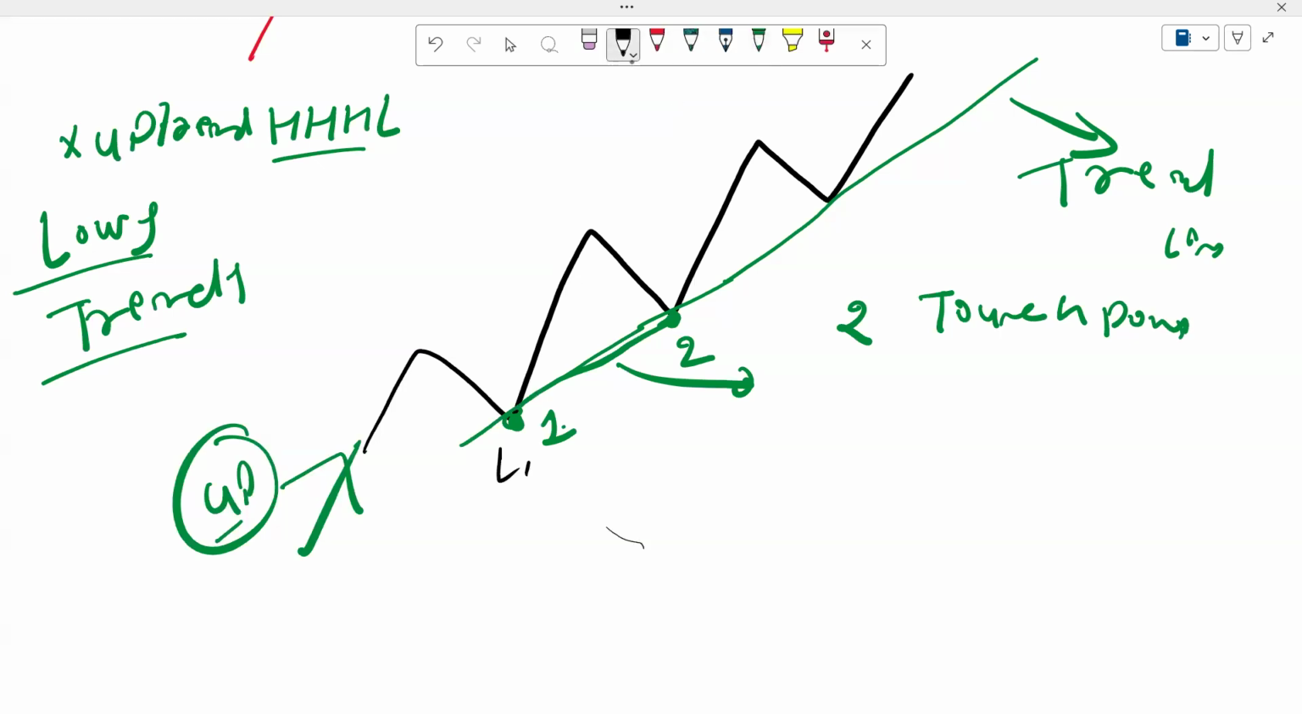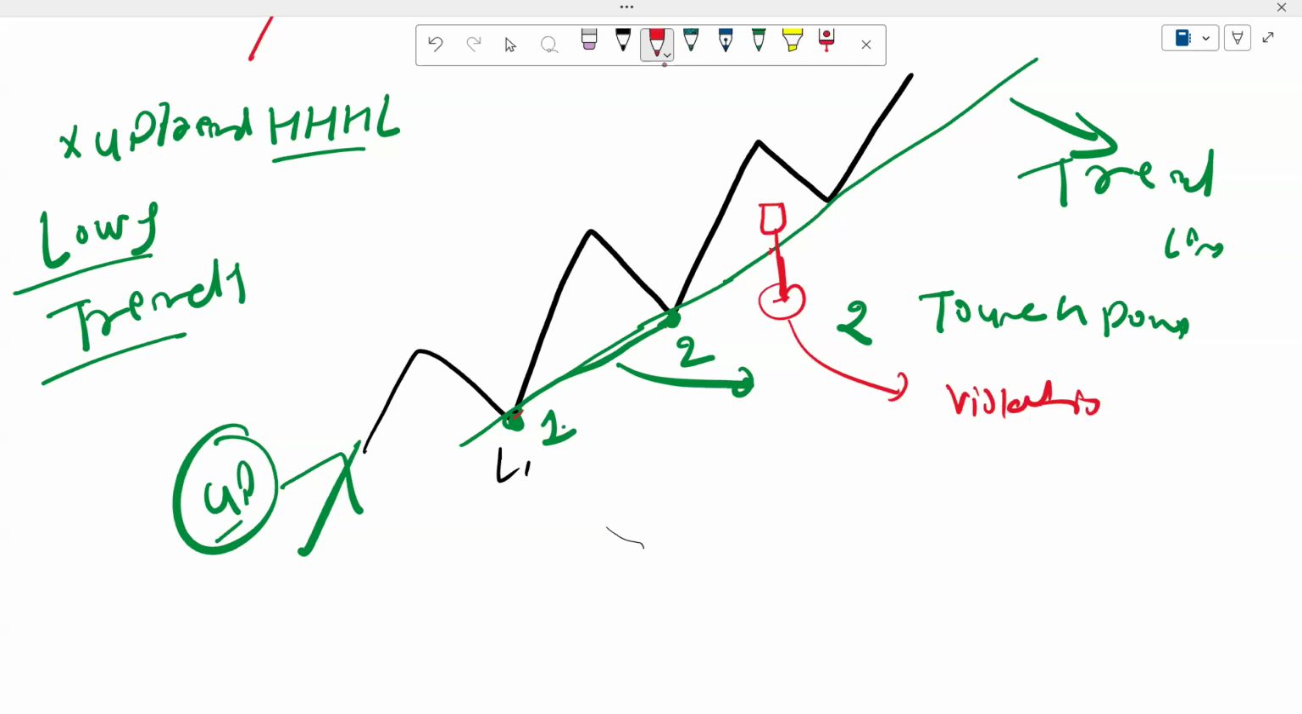And your candle should not be below the trend line. Okay, you join these two lows, but you see that there is a candle at this point, there is a candle here, there is a candle here. So this is the violation. Okay, so don't do violation.